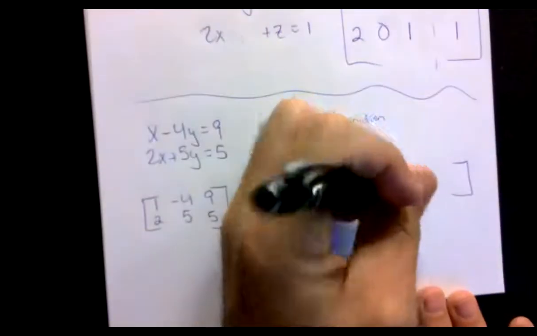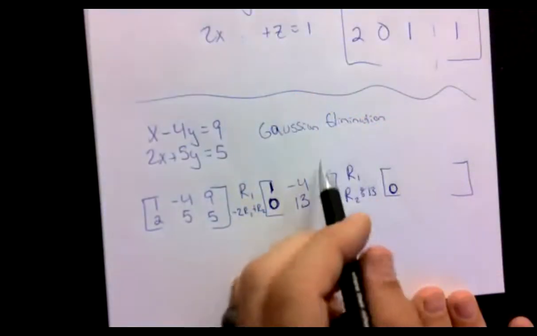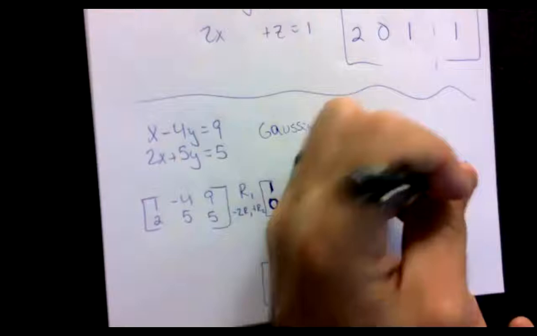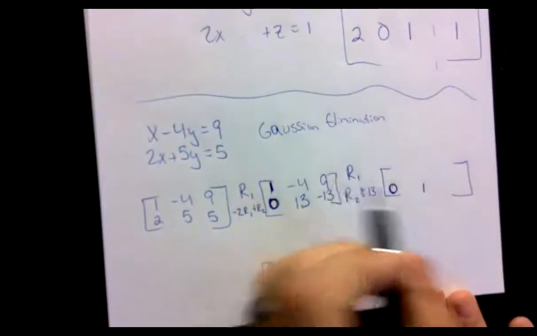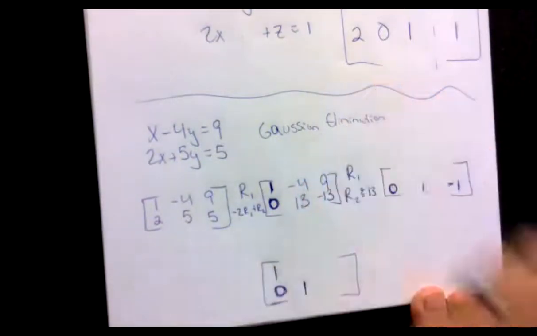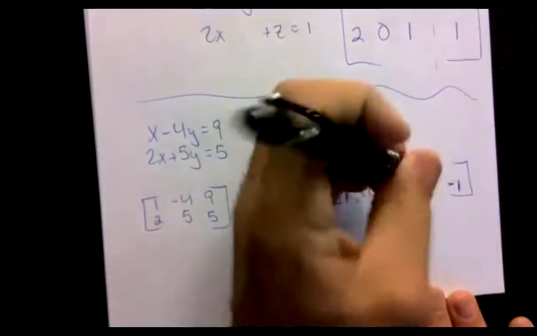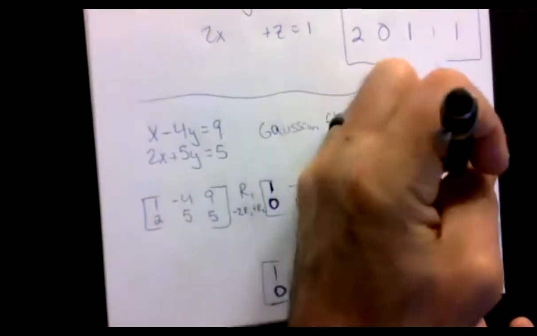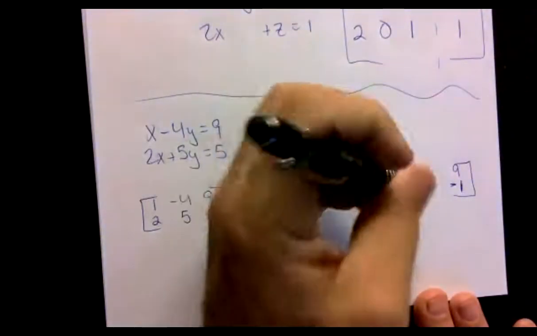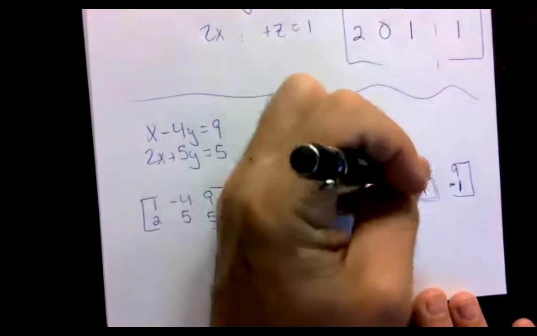So 0 divided by 13 is 0. 13 divided by 13 is 1. -13 divided by 13 is -1. And then if I keep row 1 the same, I have the picture I'm looking for.